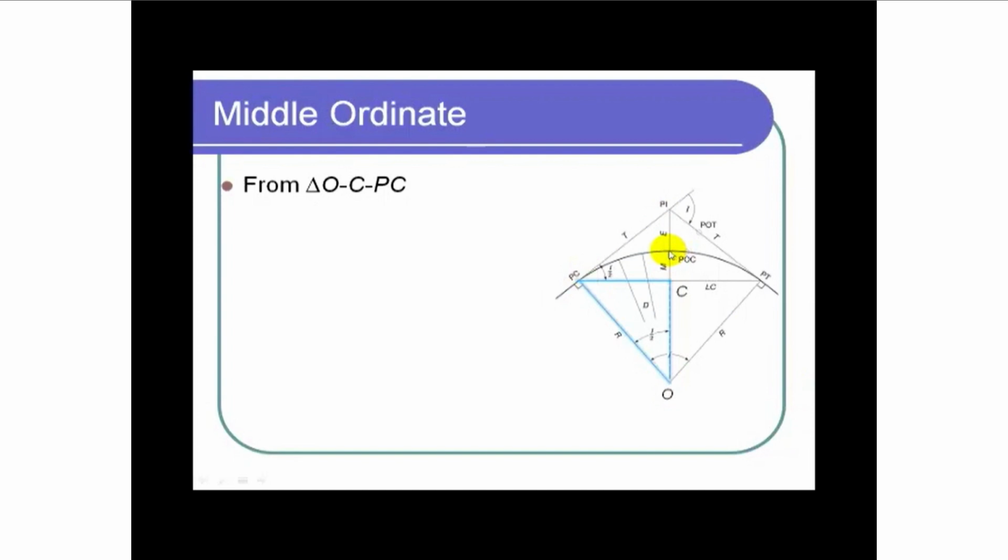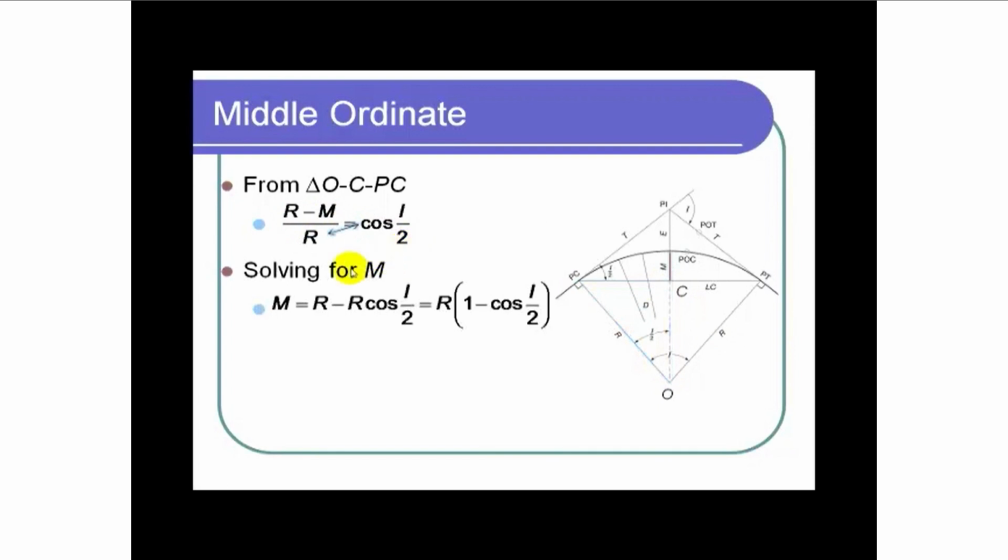Again, we know the distance from the middle of the curve down to O is R. All we have to do is subtract off the distance OC from it. If we look at that, we've got R, we've got the I over 2. OC is actually the cosine of I over 2 times R. Let me write that down. We've got R minus M, which is OC, divided by R, equal to the cosine of I over 2.